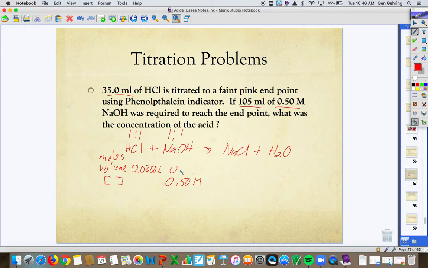I know that I have 0.105 liters there. Now knowing this, I can take this equation and solve it for N. I can get N equals molarity times volume. So in the case of my base here, I know both of those. So I get N equals 0.50 molar times 0.105 liters, and I get moles equal to 0.0525 moles. So I'm going to write that up here.